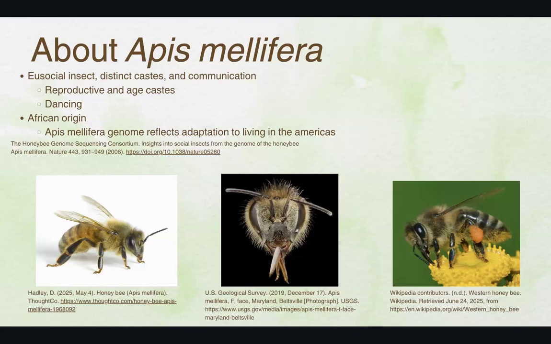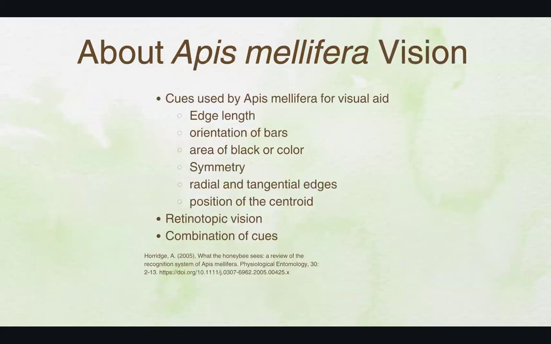Looking into a little bit about their vision, how honeybees see is they learn a set of familiar cues from familiar places. So, this includes edge length, orientation of bars, contrast and area of black or color, symmetry, and so on. Radial symmetry becomes very important, and we'll talk about that in a minute.